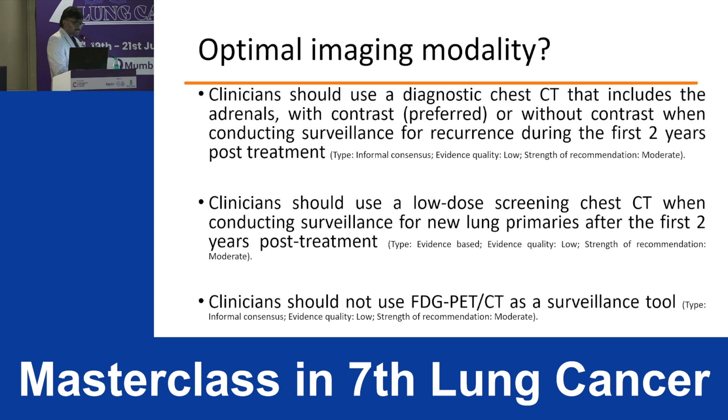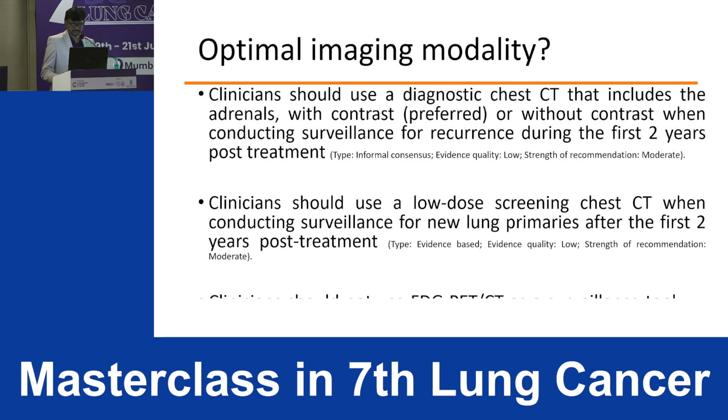Next, coming to the optimum imaging modality. A few important things. Clinicians should use the diagnostic test, that is CT scan, with contrast preferred, covering the adrenals, or without contrast, when conducting surveillance. In the first 2 years, as we said, recurrence is predominant. So first 2 years for the recurrence, and low dose CT chest screening for new lung primaries after the first 2 years of treatment. Then you should not use PET as a surveillance tool.